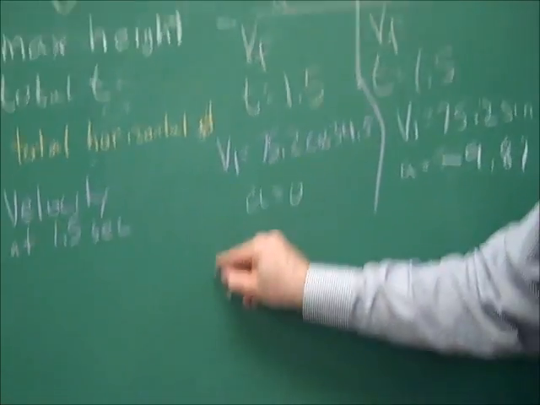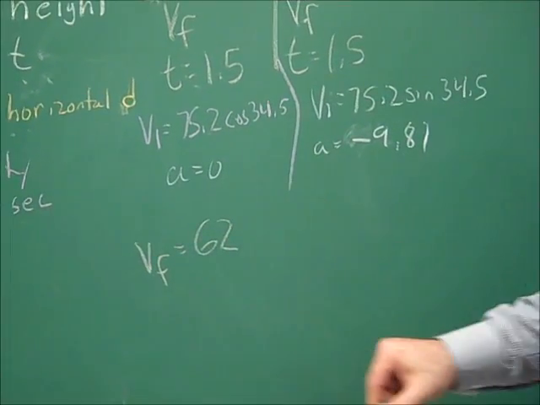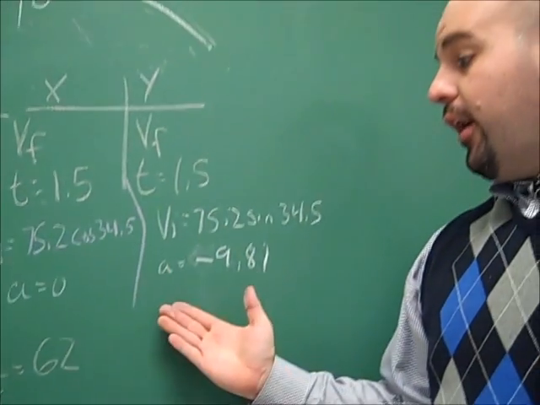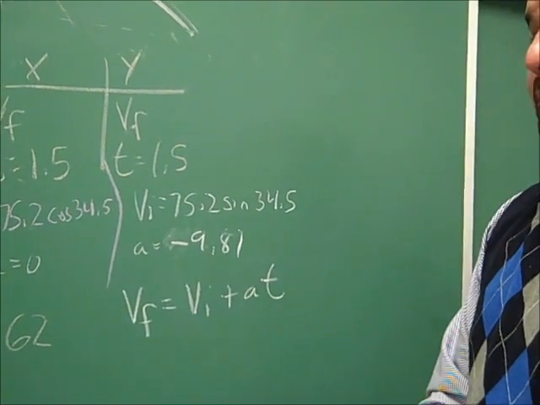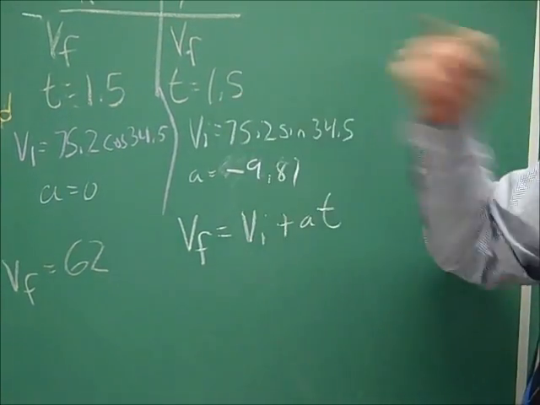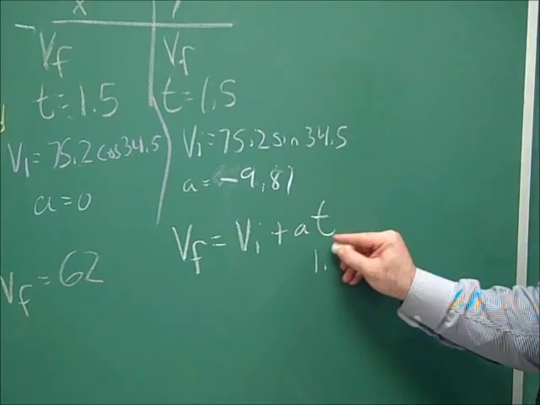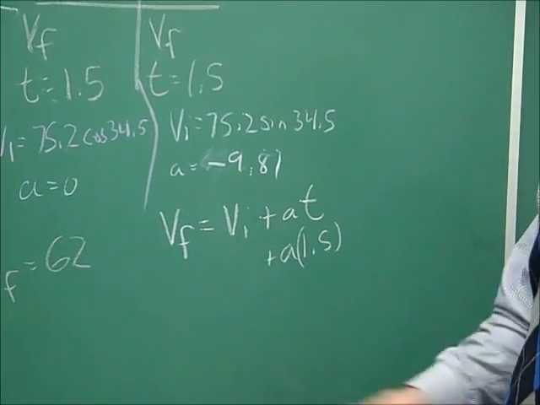So this initial velocity is the same as the final velocity at any time. So I'm going to write underneath here, I already have an answer. Final velocity is this value, 62. But is that the same for the y? Is the y velocity always constant? Absolutely not. We're going to use this equation, we're going to find the final velocity at this time period. So the time period is going to be 1.5 seconds. The acceleration is going to be gravity. You can plug that in at your own leisure.